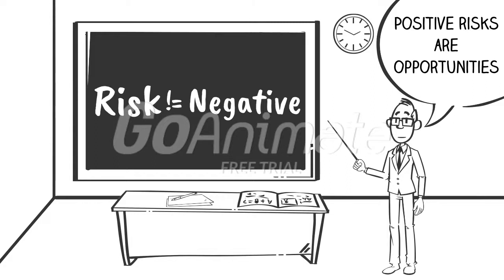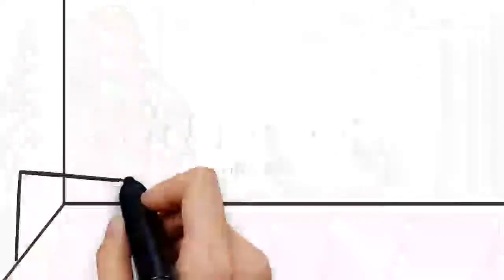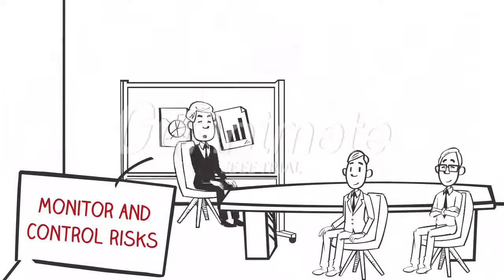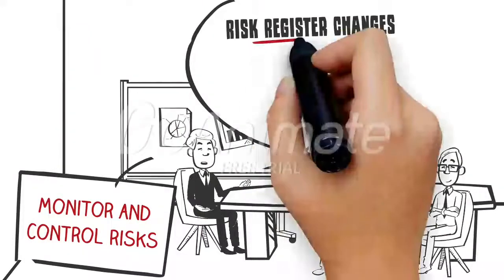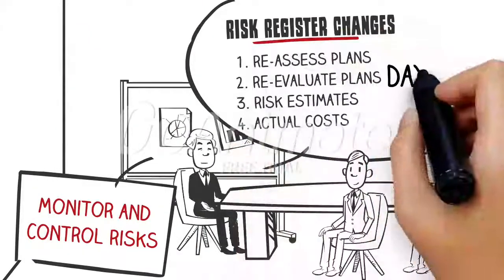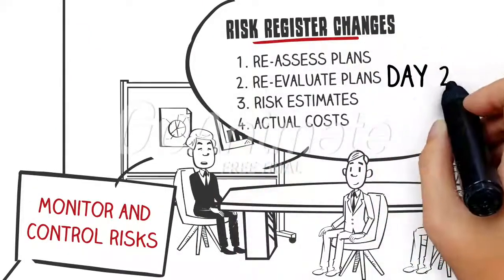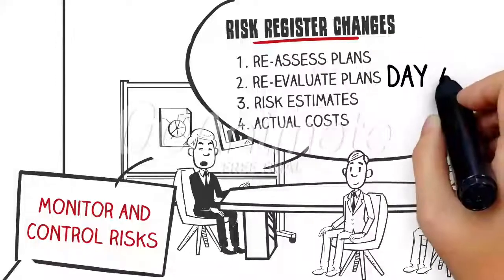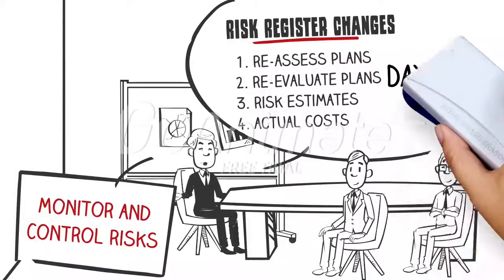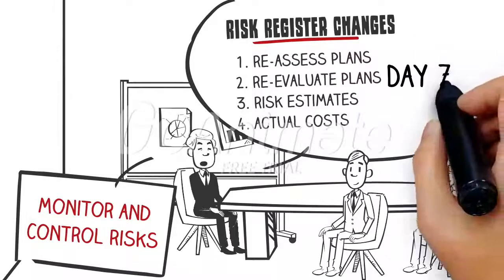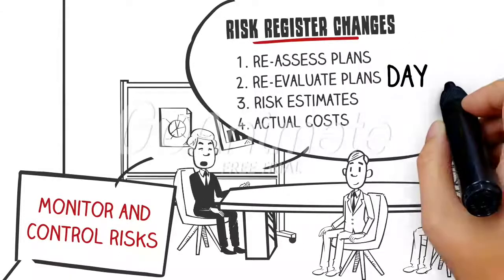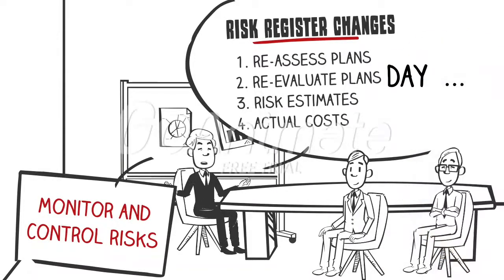In the monitor and control risks process, plans are reassessed and reevaluated. The risk register is updated with information on new risks as an output of this process. This information should be regularly updated in the risk register, whether it is changes to the risk estimates or actual numbers such as costs related to weather damage.